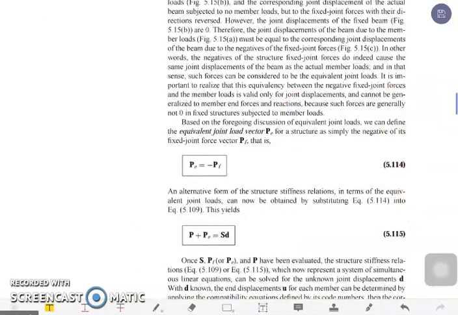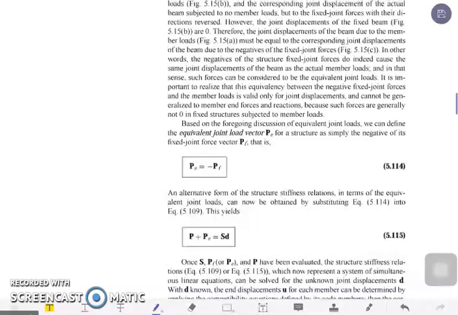Then we have what we call the equivalent joint load vector, which is denoted by P sub E. And that P sub E actually is the negative of the fixed joint force vector. Which means that P sub E is equivalent to the negative value of our P sub F. So that is now the value for our equivalent joint vector.